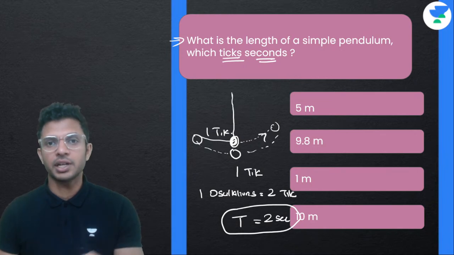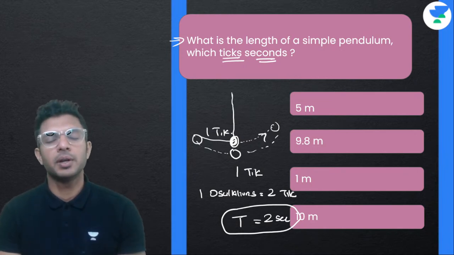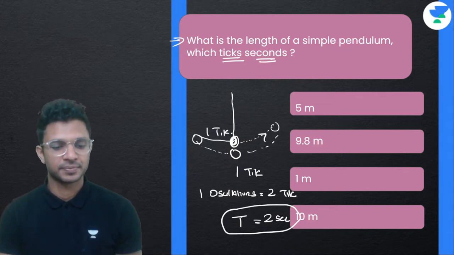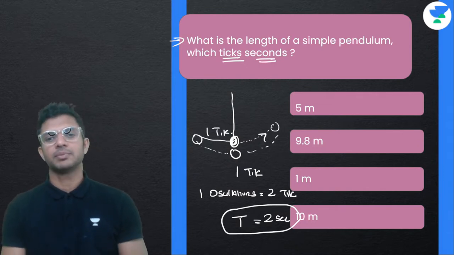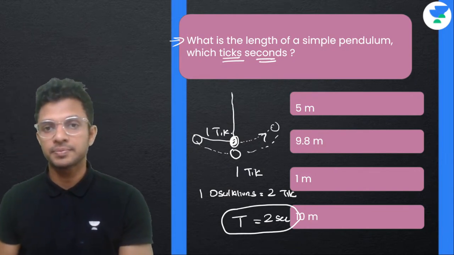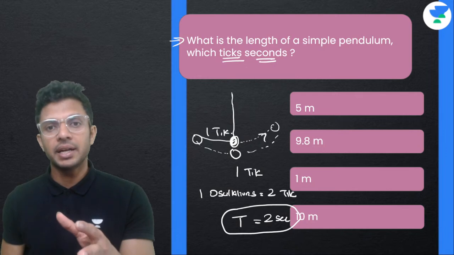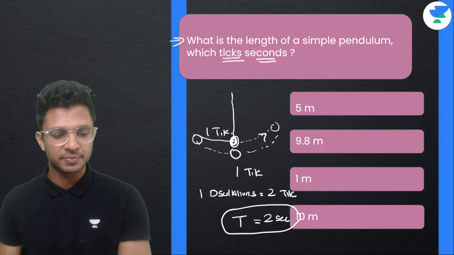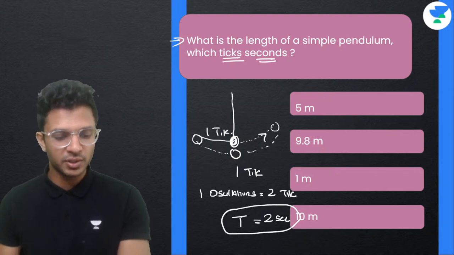So it is very important to know that, right? For a simple pendulum which ticks in seconds, uska time period 2 hai, 1 nahi. Okay? So those who don't know, jaldi se jaldi kindly note this down: that pendulum which ticks in seconds, wo hota hai 2 seconds. Matlab time period hota hai 2 seconds.